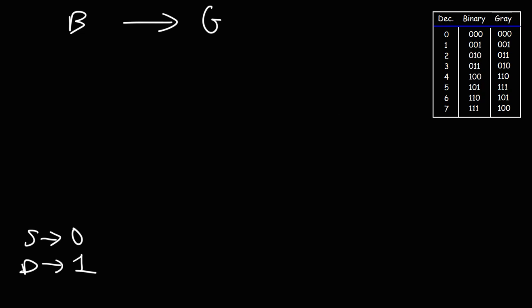Go ahead and try these two examples. Convert 1, 1, 0, 1, 1, 1 into gray code, and also try this one too: 1, 0, 1, 0, 1, 1, 0, 1. Convert both binary numbers into gray code. Feel free to pause the video and try this for the sake of practice.